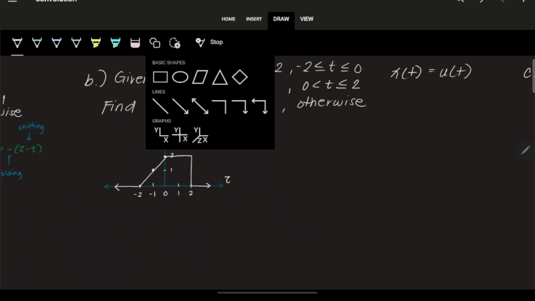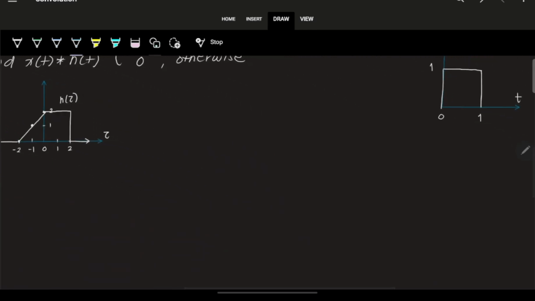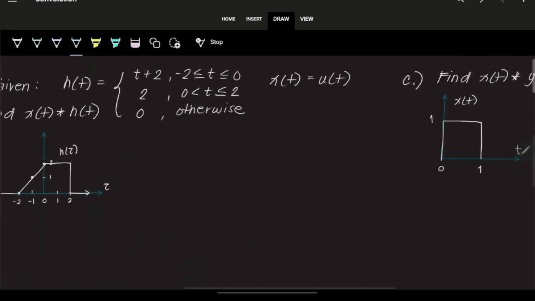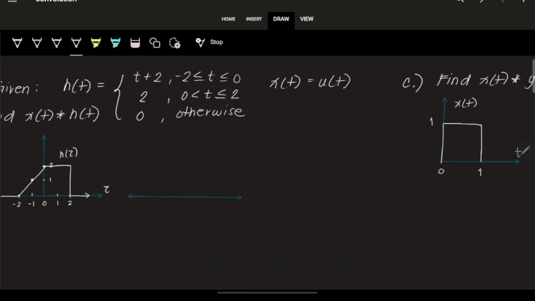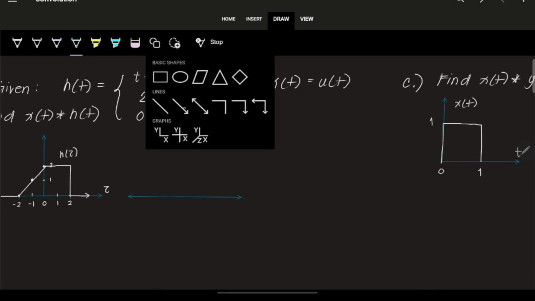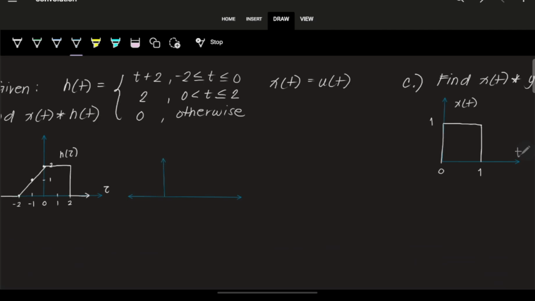Now let's plot the second signal. Our second signal is a unit step function. X of t is equal to u of t. Pwede nating palitan. So let's graph. Remember that u of t, di ba? The signal is 1 when t is greater than or equal to 0 and 0 otherwise, when t is less than 0.